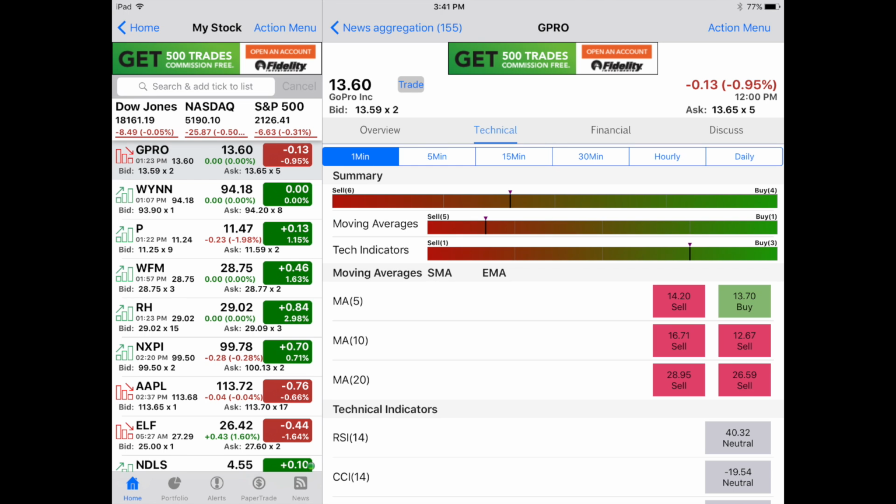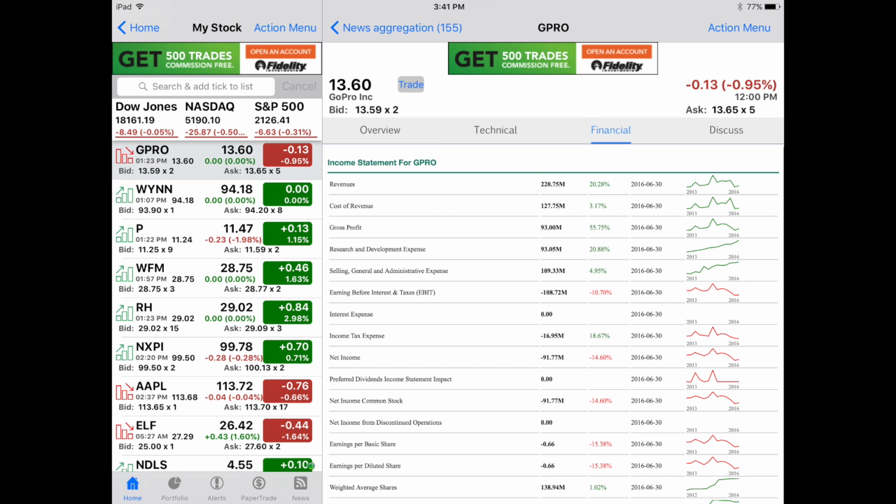This part I don't look at very often, but it might be useful to some of you who are technical traders or maybe interested in that. It tries to give you sell signals, buy signals, the 5-day moving average, 10-day, 20-day, the resistance levels. It's useful information if you're into that kind of stuff. I don't personally do it, but it might be useful to you.